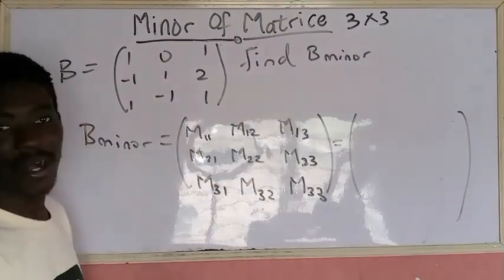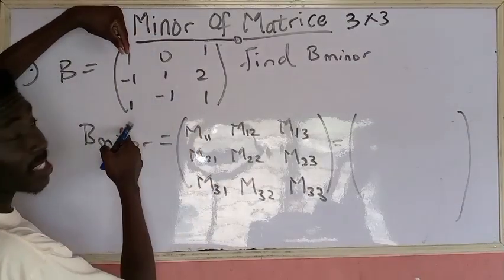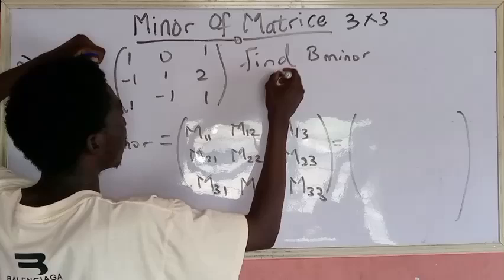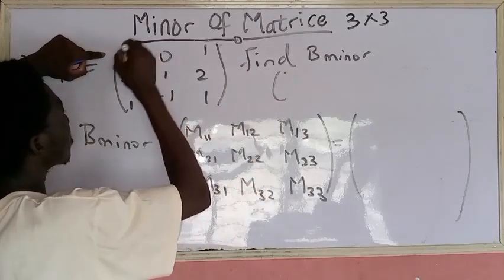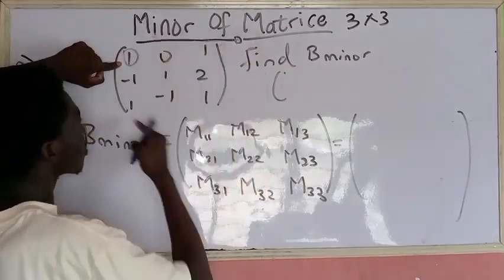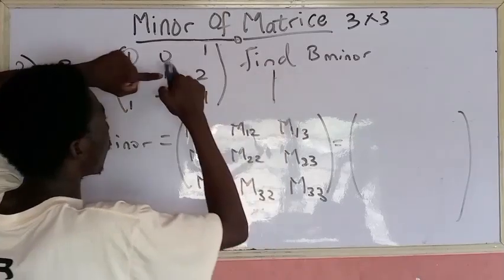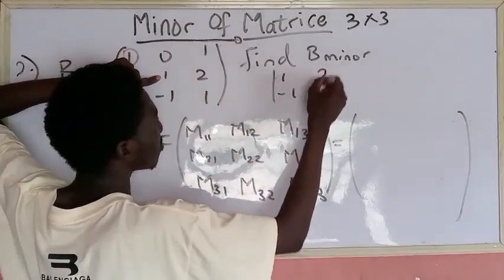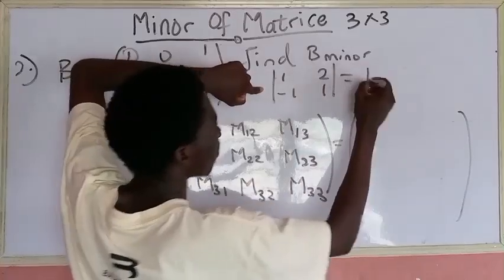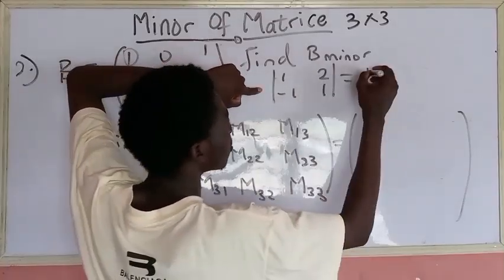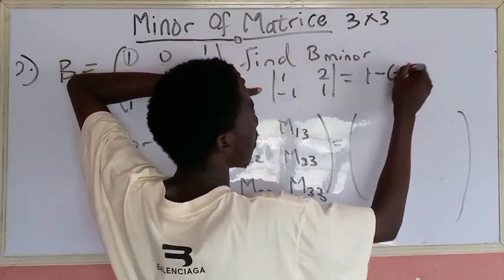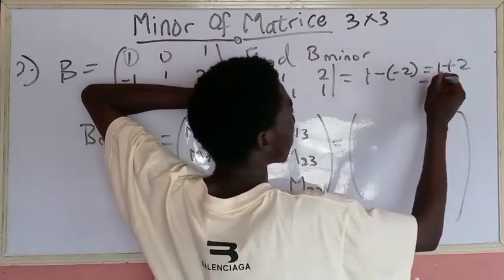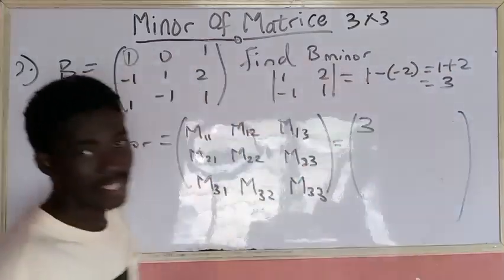Let's check this out. So how do you check it out? We block the column, we block the row. For this, block this row, block this column. So I'll be left with 1 minus 1, 2, and 1. 1 times 1 is 1. This side is minus 2. And that is what? A 3. So you have a 3 there.